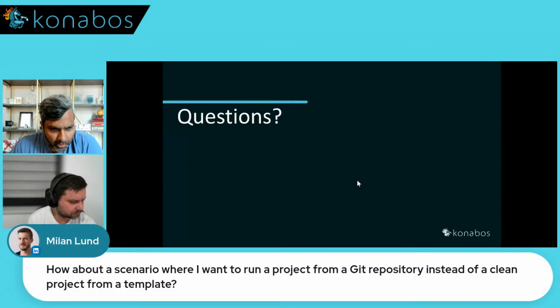Cool. Another one, how about a scenario where I want to run a project from a Git repository instead of a clean project from a template? Yeah, so partially we discussed that. You need to start with the empty project and then just put your Git repository in place in the source folder, publish it with the publishing profile from Visual Studio, maybe run additionally the commands to run continuous integration from Xperience by Kentico to populate the templates or images or whatever you've got there, and you're ready to go, right? So it should work.